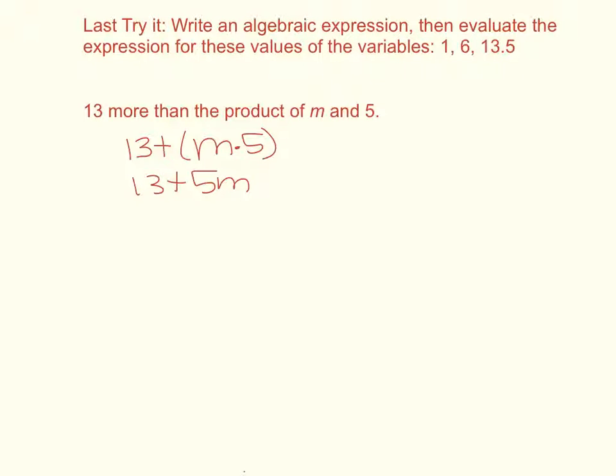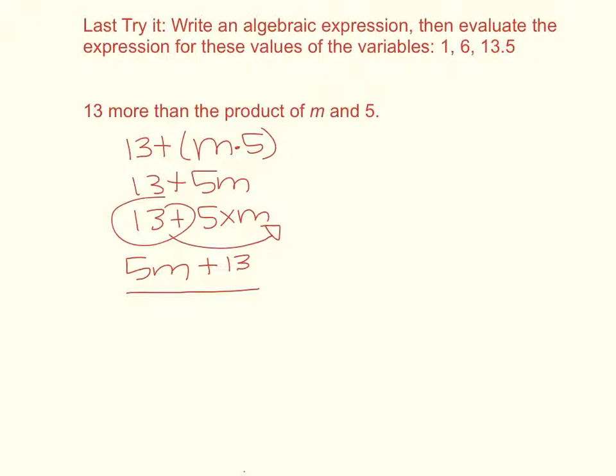That's probably the way that I'm going to do it, because that's nice and easy for me, but you could do 13 plus 5 times m. You could do that as well. You could even move this 13 over if you wanted to, if you like it better this way. Because of your order of operations, you're going to do your multiplication first anyway. So that's a couple of different ways you could do it. So hopefully you have something along the lines of 5m plus 13 as your expression.